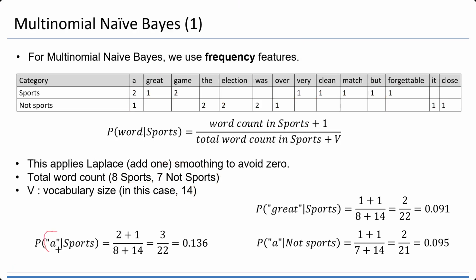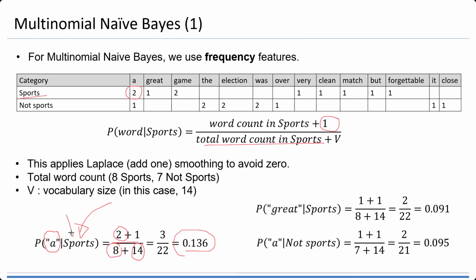For the word "a", given that the category is sports, the count of "a" in sports is 2, plus 1 to avoid the 0, and divided by 8, the total word count in sports, plus 14. Then we get this value. So this is the probability of the word "a" in the category sports.